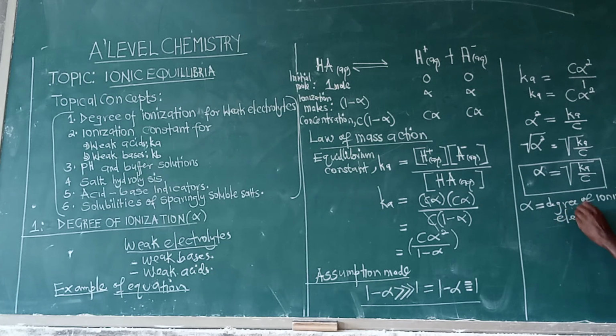For a weak electrolyte, Ka is the acid ionization constant, and C is equal to the concentration of the weak acid.